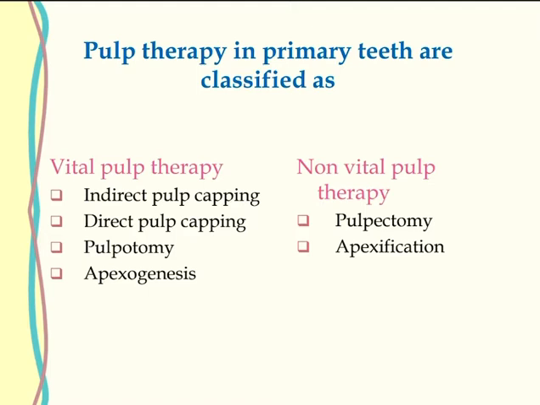Then the other category is non-vital pulp therapy. Non-vital pulp therapy means the pulp has become totally non-vital. So the infection has progressed up to the periapical area. In that condition you do a pulpectomy if it is a primary tooth, and if it is a young permanent tooth, I told you a permanent tooth with an open apex is referred to as a young permanent tooth, in that condition you do an apexification.